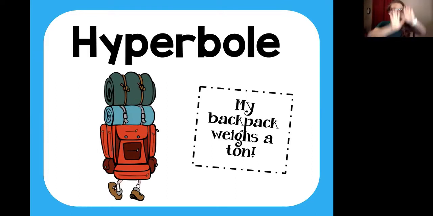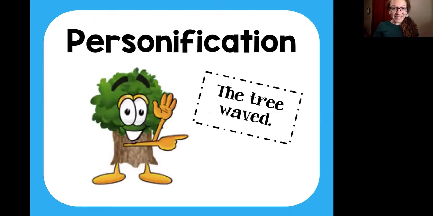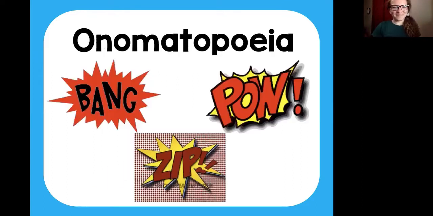Hyperbole. Exaggeration. My backpack weighs a ton. Good job. Mirror words. Personification. Objects doing people things. The tree waved. This is my favorite one. Mirror words. Onomatopoeia. Bang, pow, zip. Sound words. Great job.